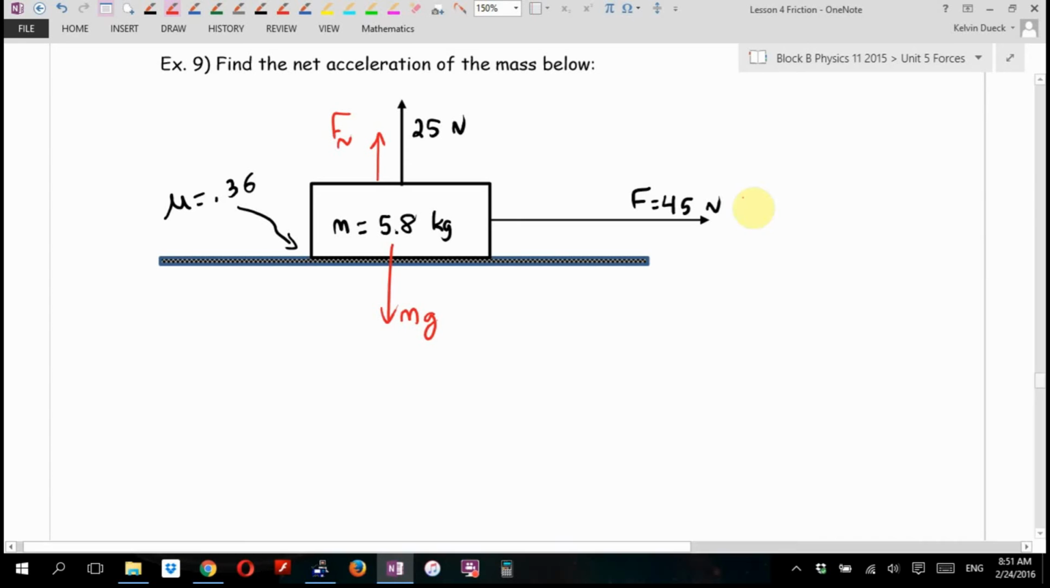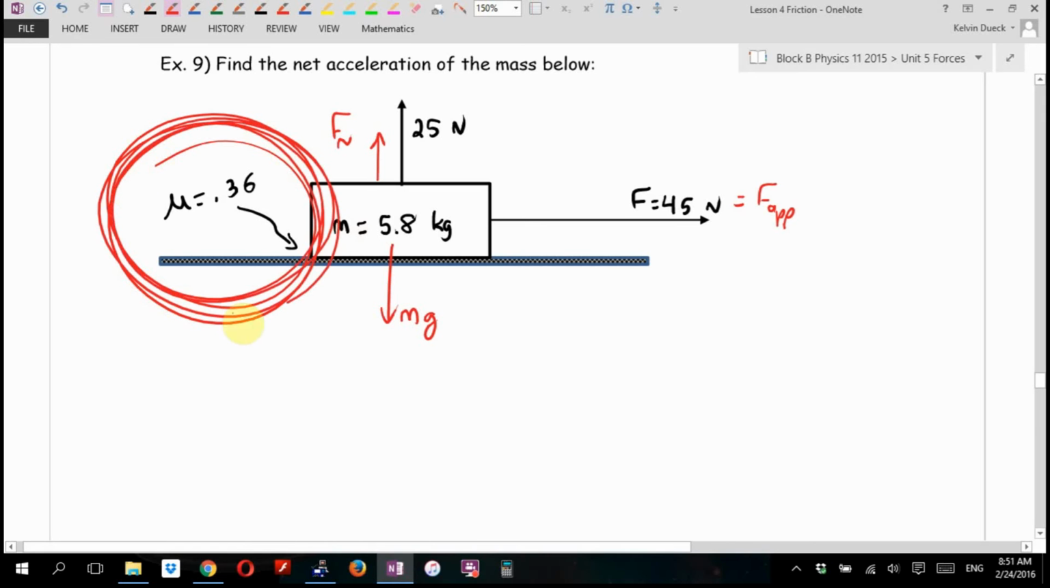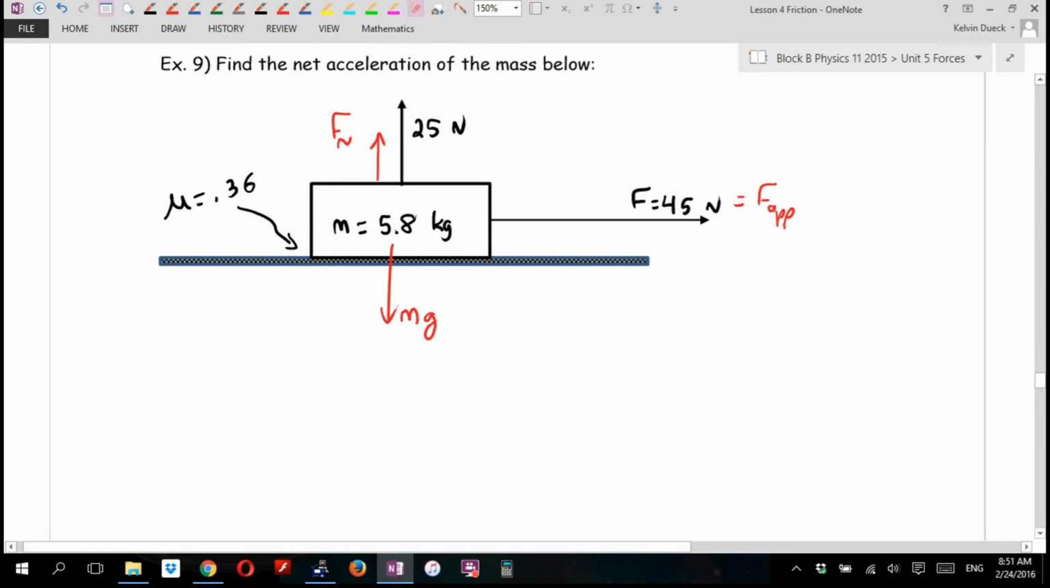What else? Here is my applied force. I snuck that term in the other day; that's what we're pulling with. Luke used that term earlier today. Is there friction in this question? How do you know instantly that there's friction? What's mu with you? That'll be my way of telling you to include friction.